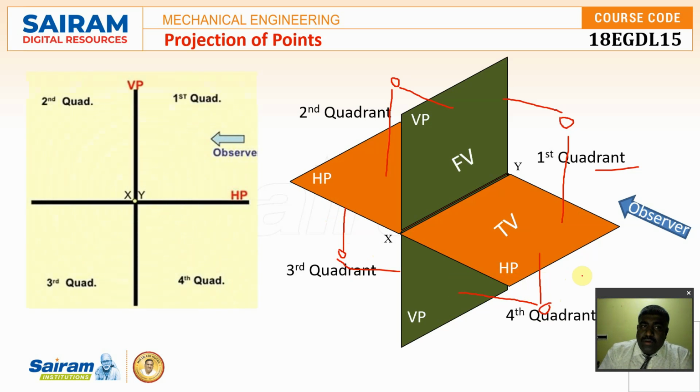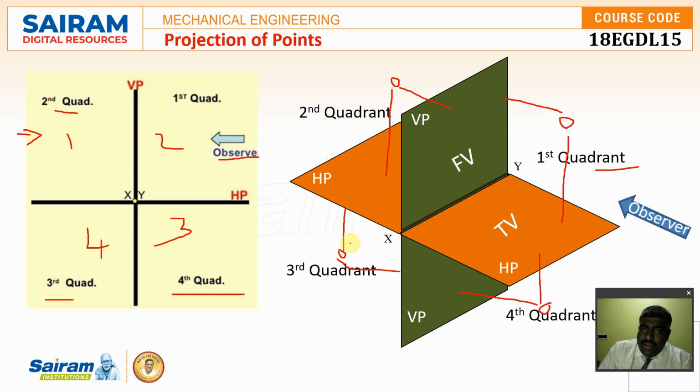So this is how it is going to replicate: the first quadrant, the second quadrant, the third quadrant, and the fourth quadrant. The observer is kept over here. If the observer is observing from here, this becomes the first, then the second, third, and fourth quadrant. So the coordinates are defined based on the observer. You have to fix the observer first, then you have to start. Now I am using the observer on the right hand side.